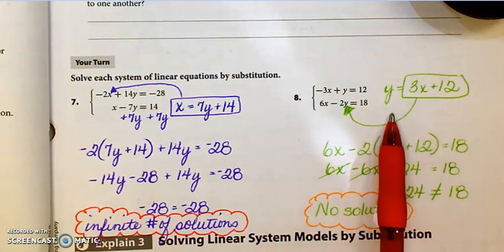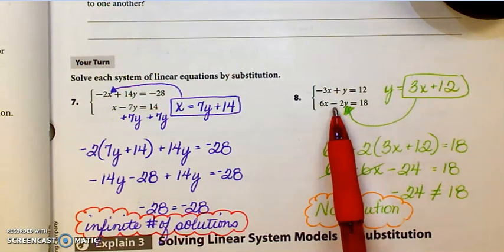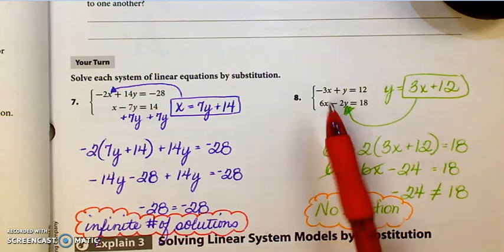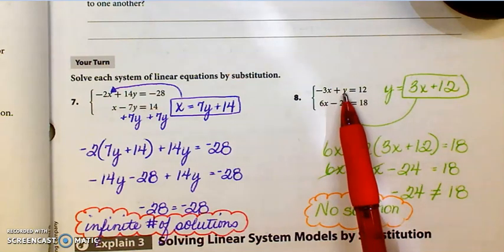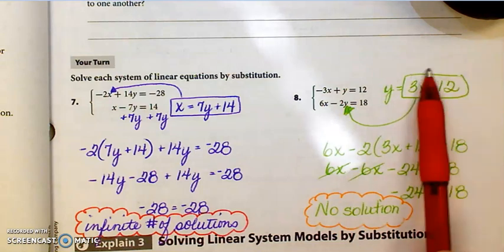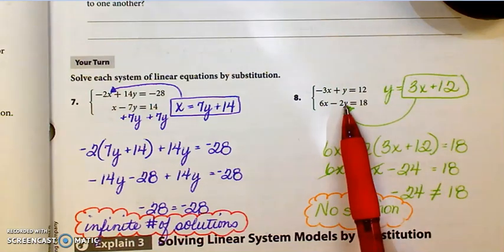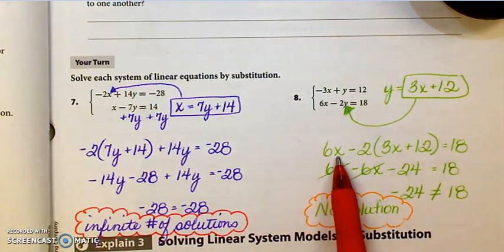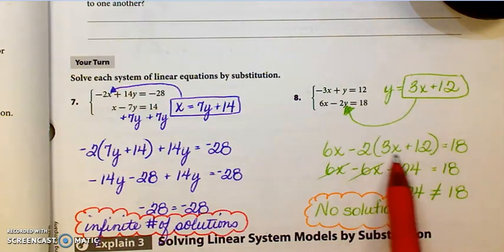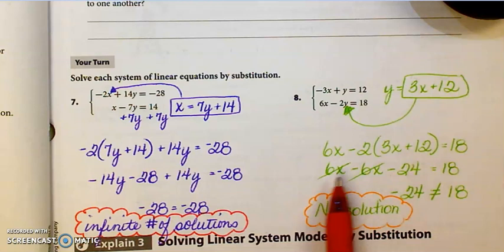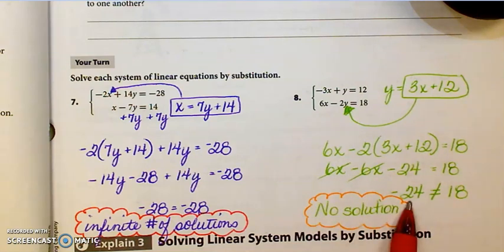Over here, I took the first equation and solved it for y. So y is equal to 3x plus 12. So this is what y is equal to. Take this whole thing and cram it in there where it says y. So we're going to say 6x minus 2y equals 18. Do some math, and you wind up with a statement that says negative 24 is not equal to 18. So because I've eliminated all my variables and I get a false statement, there are no solutions to this one, meaning that these are probably parallel lines that are never going to cross.